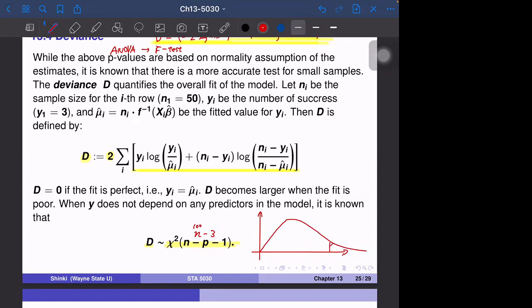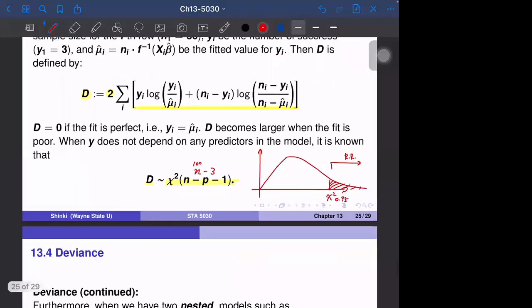Like this, and we reject our model against the beta model if D exceeds some threshold, maybe the 95th percentile of this distribution. So this is the rejection region. With large D, we reject our model for a beta model.